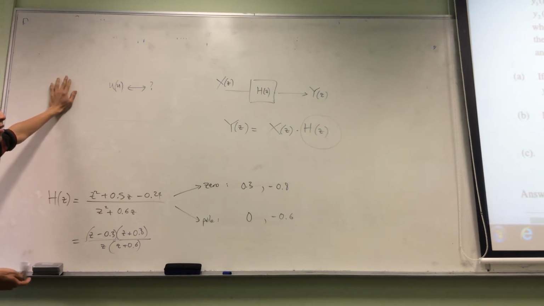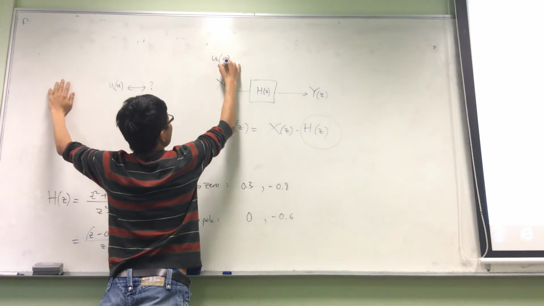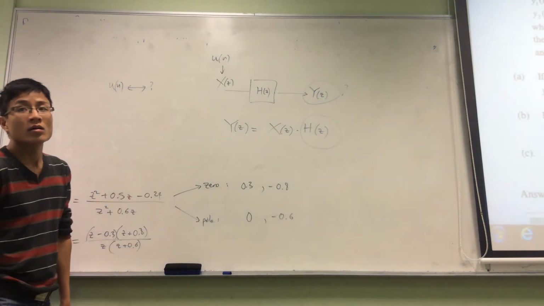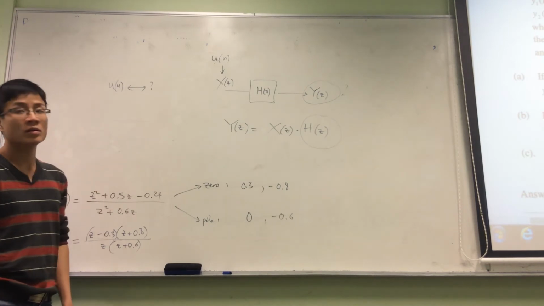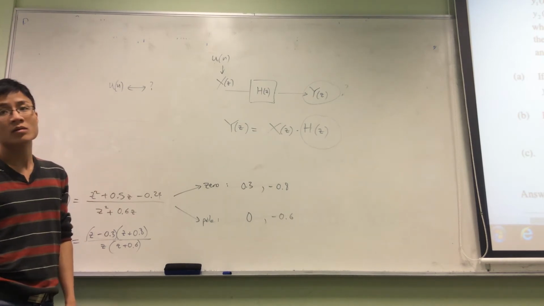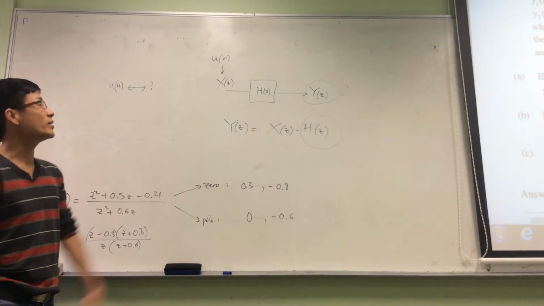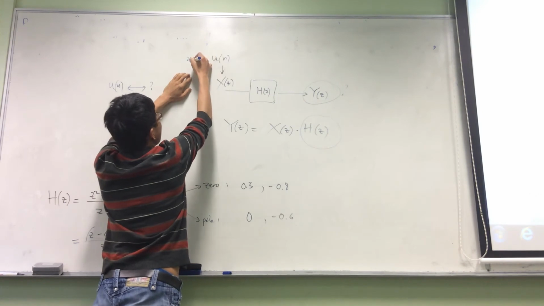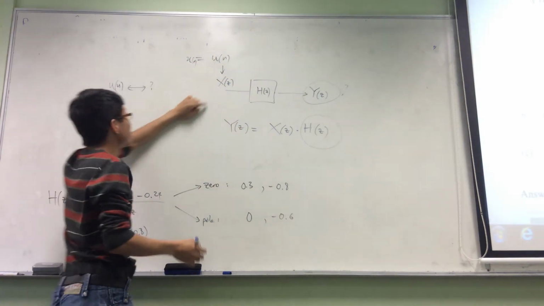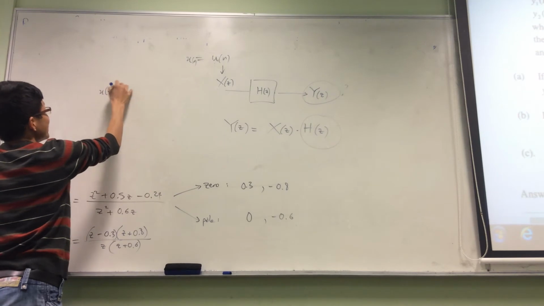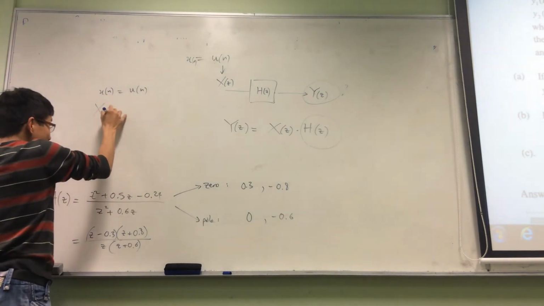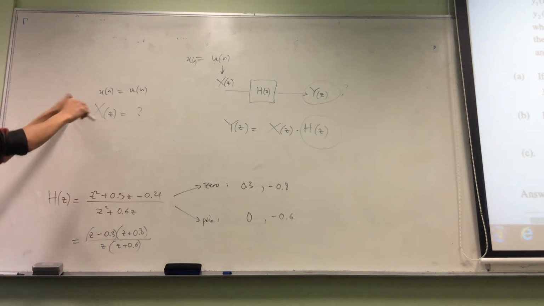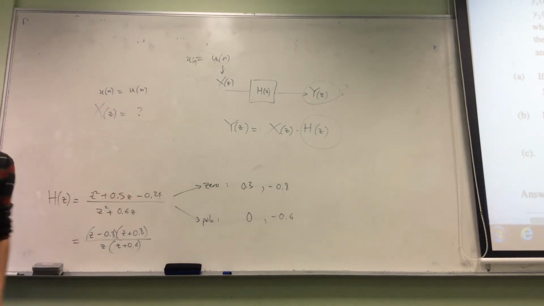Simple. If you put un in here, what is here? It will be hz multiplied with un. No, if xn equals un, what will xz be equal to? What is the Z transform of un?